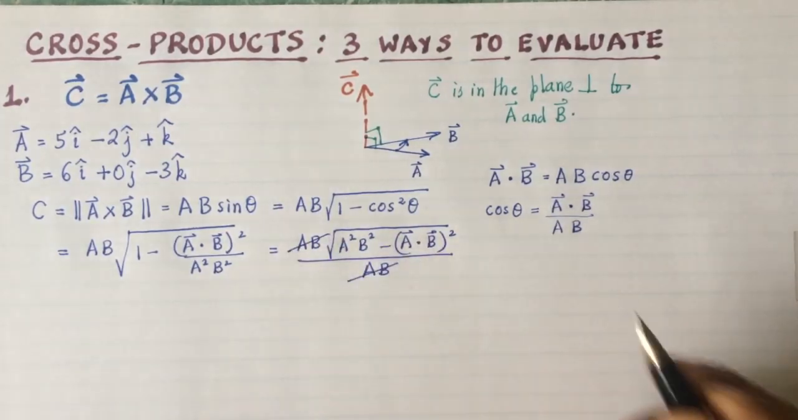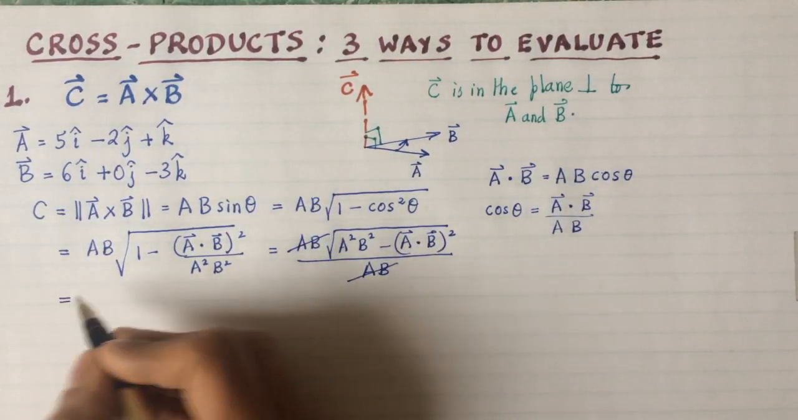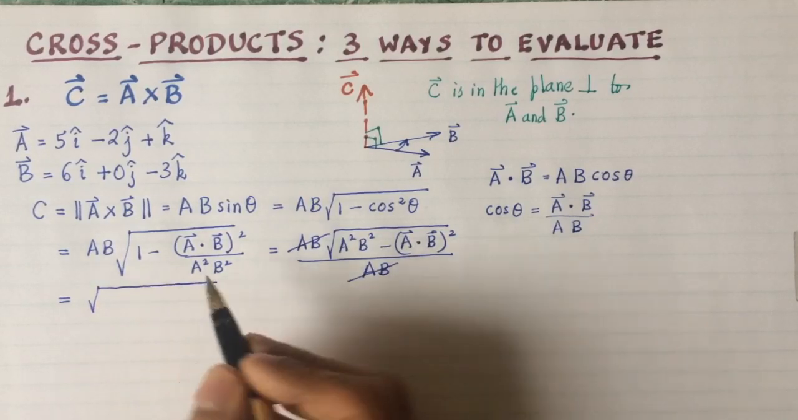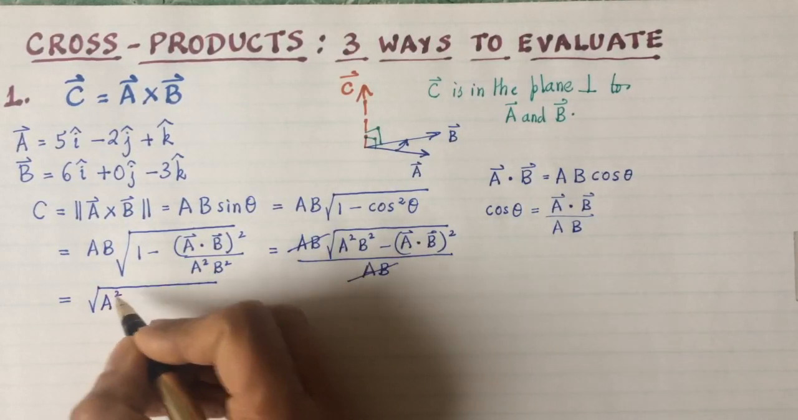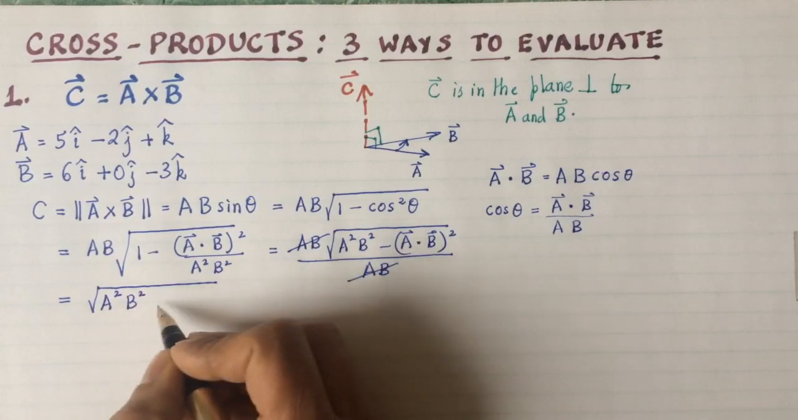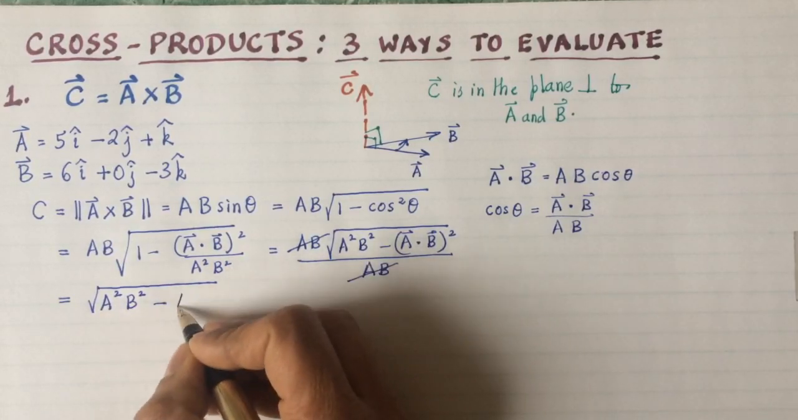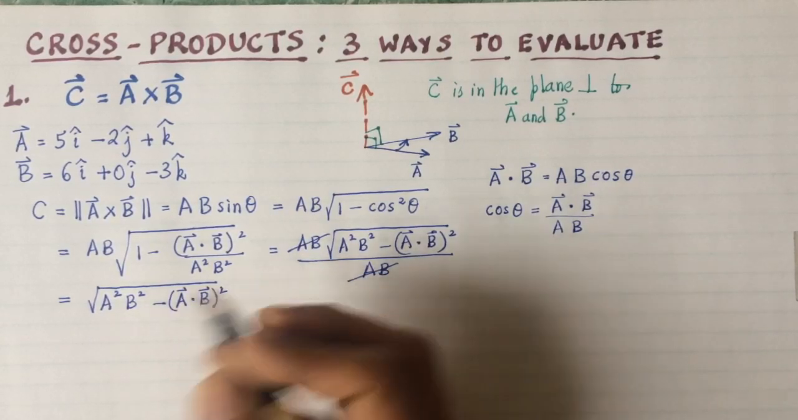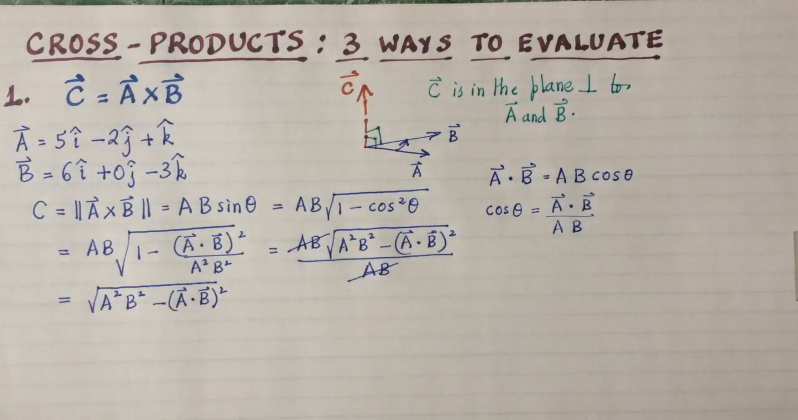So you'll notice that this AB cancels out. And so a really nice way of evaluating the cross product of something is to find the magnitude of A, square it, the magnitude of B, square it, and subtract from that product the dot product of A and B squared. So these steps can be carried out pretty efficiently.